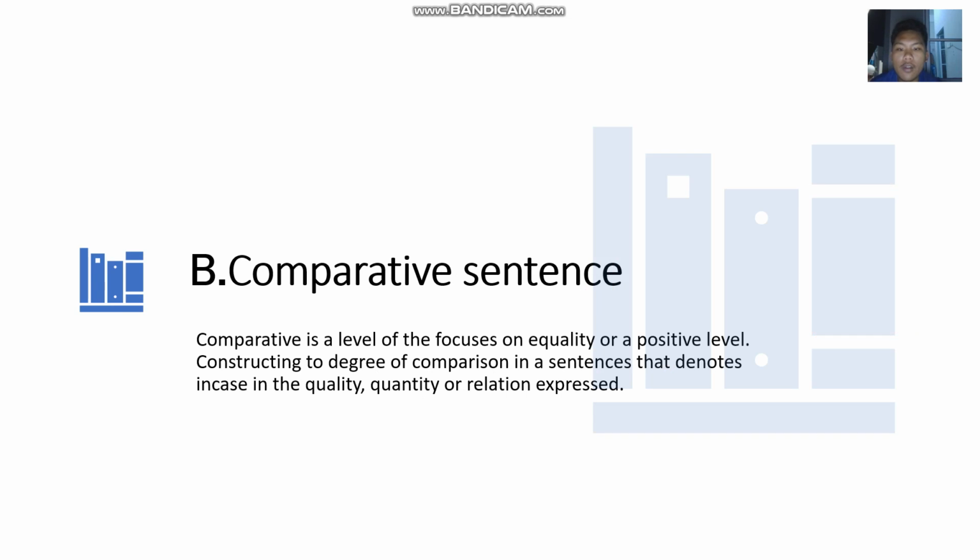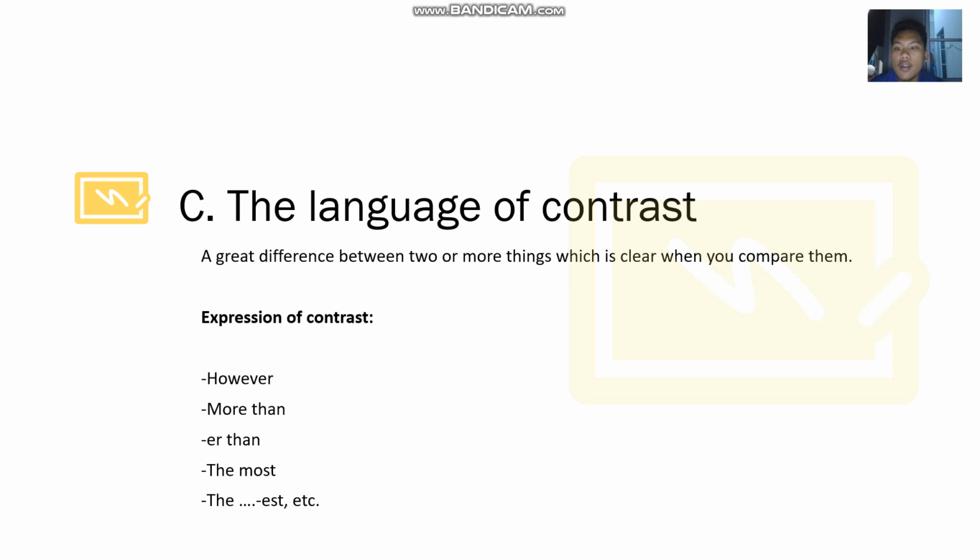B. Comparative sentence. Comparative is a level that focuses on equality or positive level. So contrasting to degree of comparison in a sentence denotes the quality, quantity or relation expressed. C, the language of contrast. A great difference between two or more things which is clear when you compare them. Expressions of contrast. The examples are however, more than, the most, the, etc.